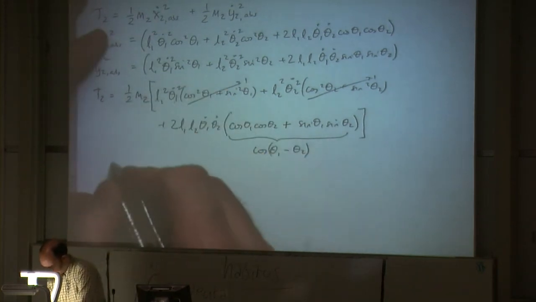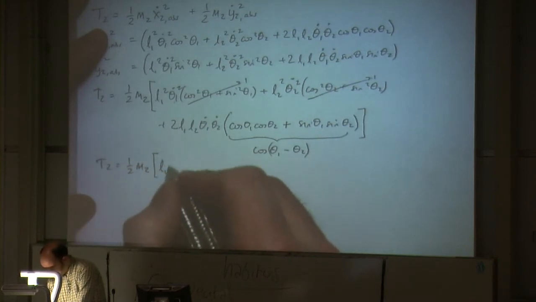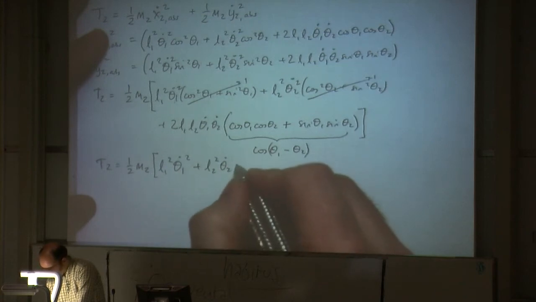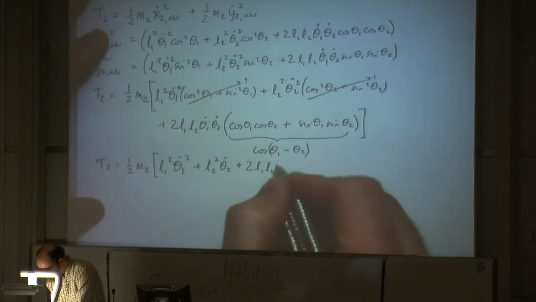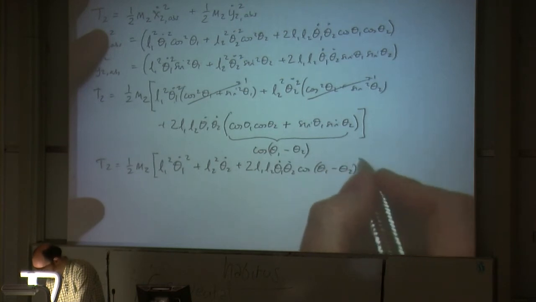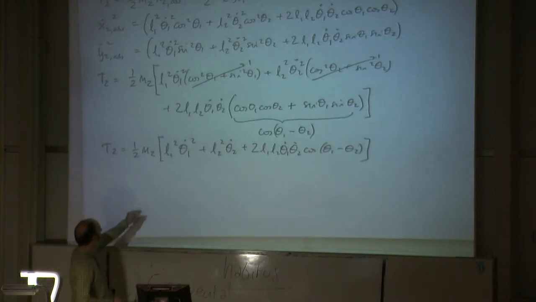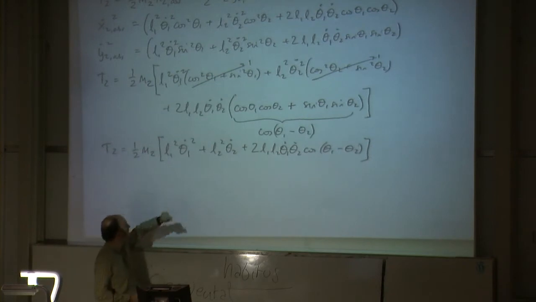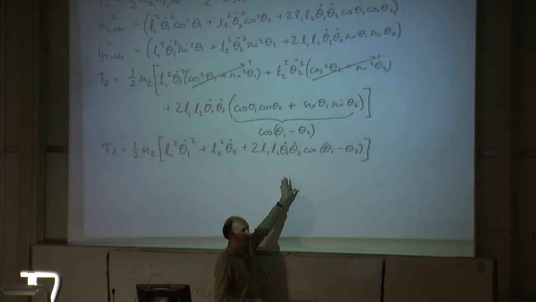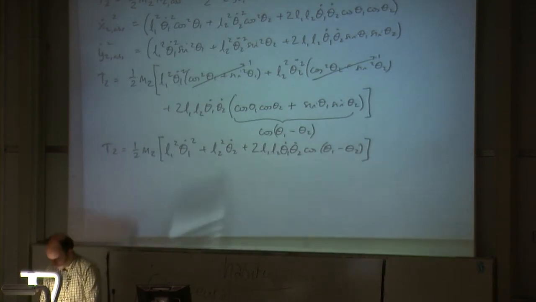And so we can write this down very simply. T2 is 1/2 m2 times by L1 squared θ1 dot squared plus L2 squared θ2 dot squared plus 2 L1 L2 θ1 dot θ2 dot cosine of θ1 minus θ2. Okay, and this makes sense because if you think about it, we've got the kinetic energy of mass 1, plus the kinetic energy of mass 2 on its own, plus some contributory factor between mass 1 and 2 that takes into account the fact that it's moving in relation to it.